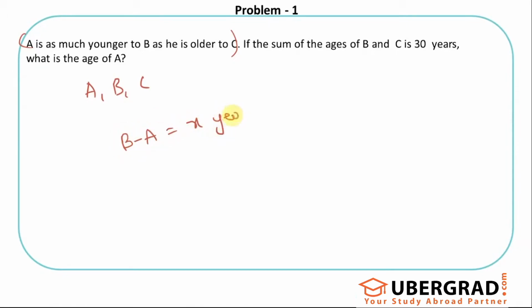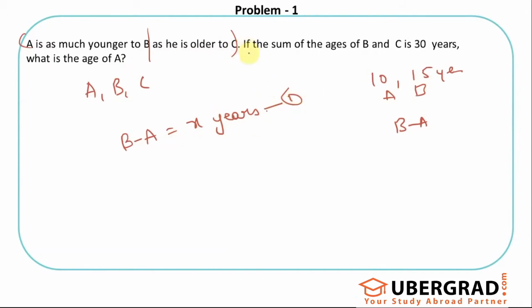What am I saying? A is as much younger to B. Leave this part as he is older to. No, A is basically younger to B. I don't know by how many years. Let me assume that to be X years. If A is 10 years and B is 15 years, by how many years is A younger? I just need to do B minus A, right? So that's what I did. B minus A, assume that to be X years. So that's one equation I've written.